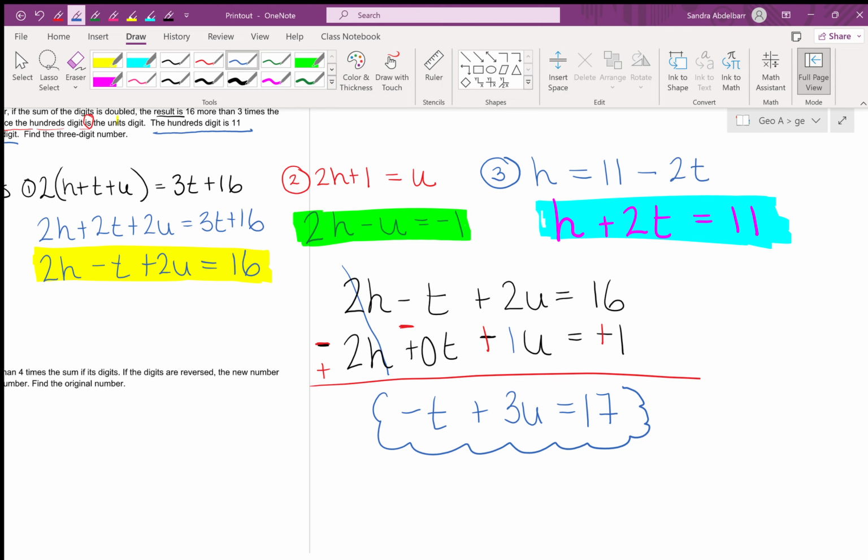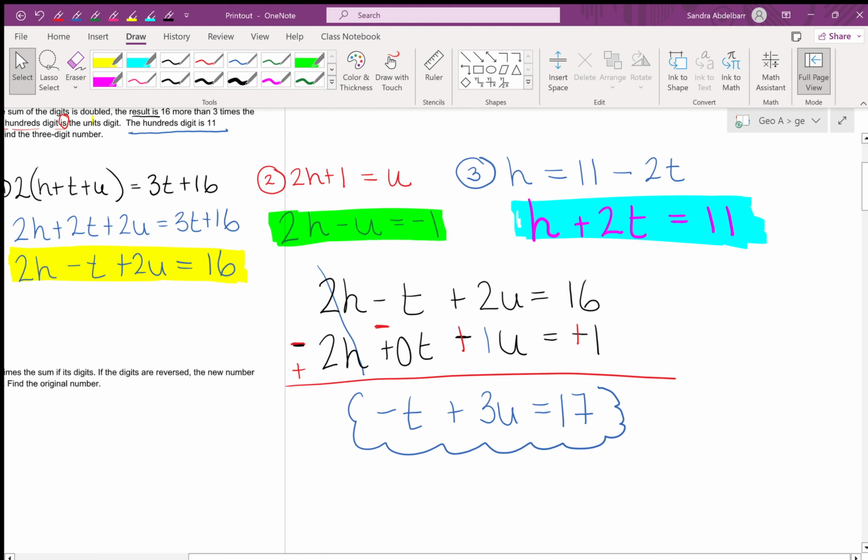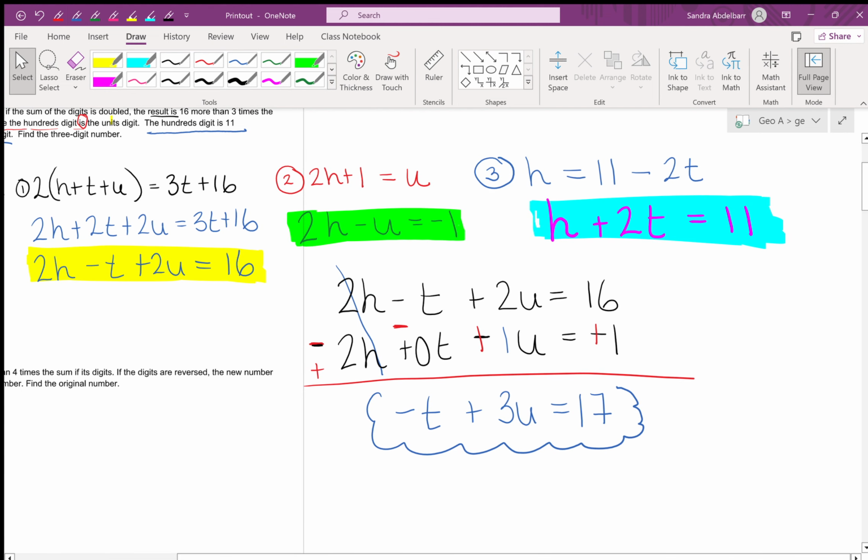So if you all remember, now what we have to do is choose a different 2 equations and eliminate the same variable. I chose the first and second one. Now I'm going to choose the first and the third one. Could we have chosen the second and the third one if we wanted to? Yeah, it doesn't matter.